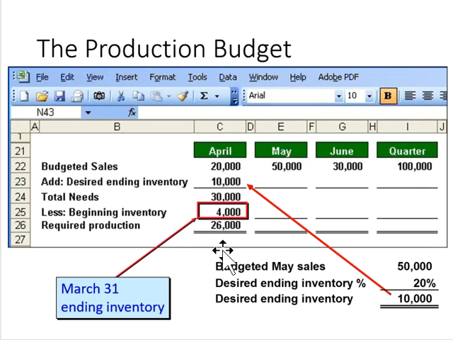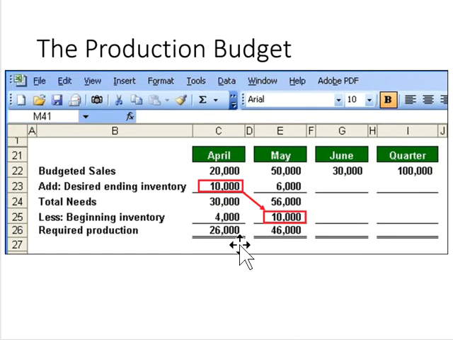We can also go in and anticipate what you think May's required production is. You can pause the video and fill that in if you'd like. And the way we come up with May's is we take, again, the sales forecast of 50,000. We're going to add desired ending inventory, which is 20% of June's number, which comes out to 6,000. That means we have 56,000 units needed. We left in ending inventory in April 10,000 units. That will transfer over now into our beginning inventory, which means that we only need 46,000 units required into production.